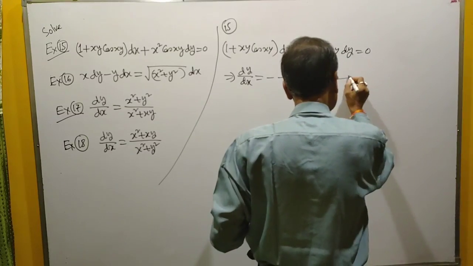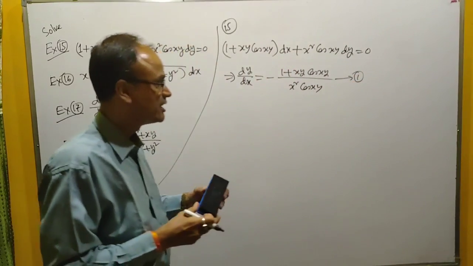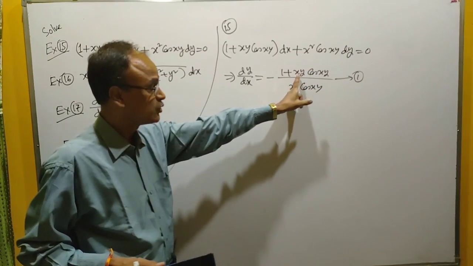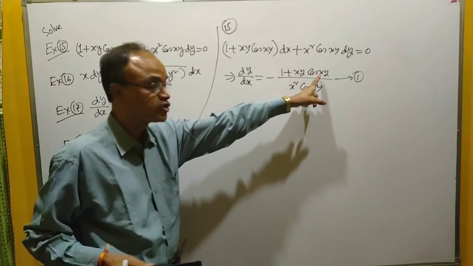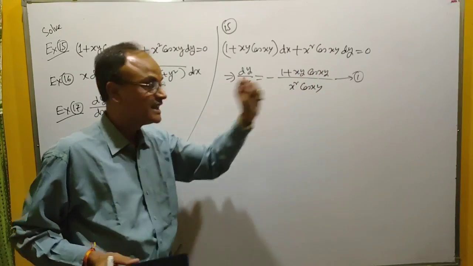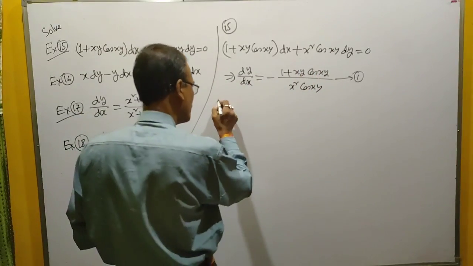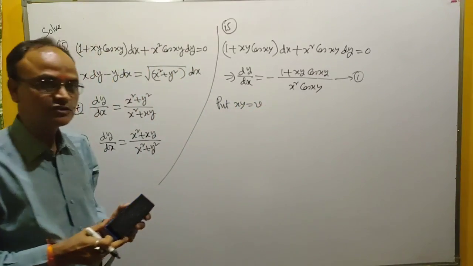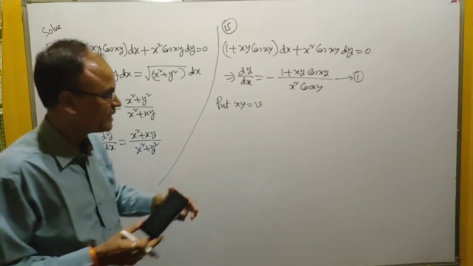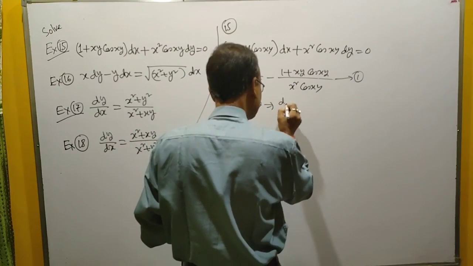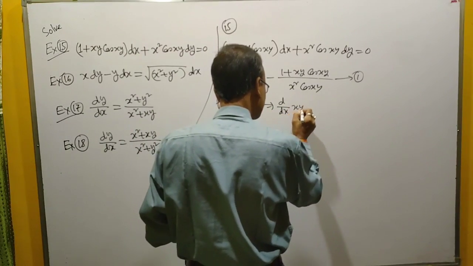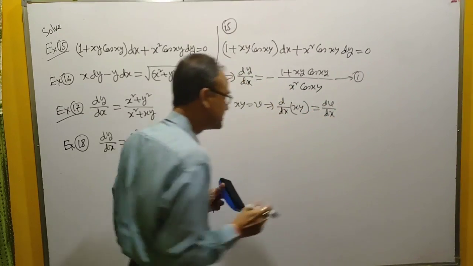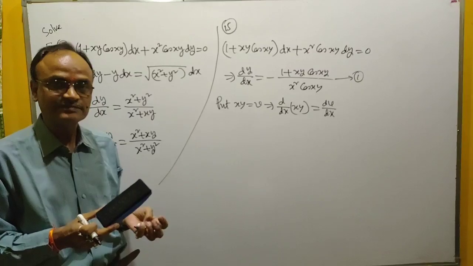Suppose this differential equation is (1). Here you see xy is there and cos of xy is also there. Therefore, put xy equal to v, a new variable v. This means differentiate this with respect to x.